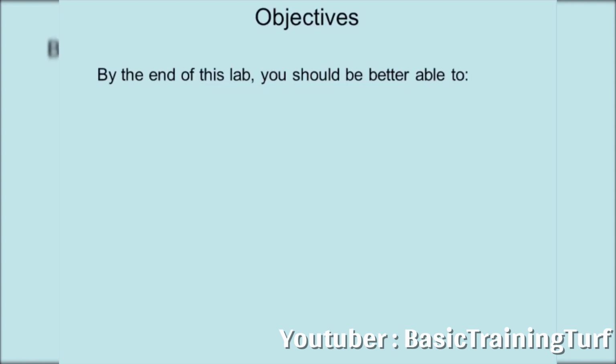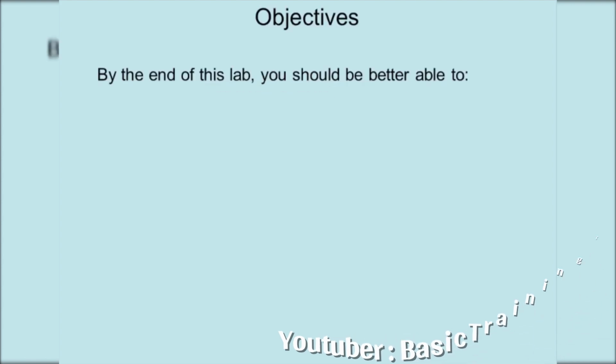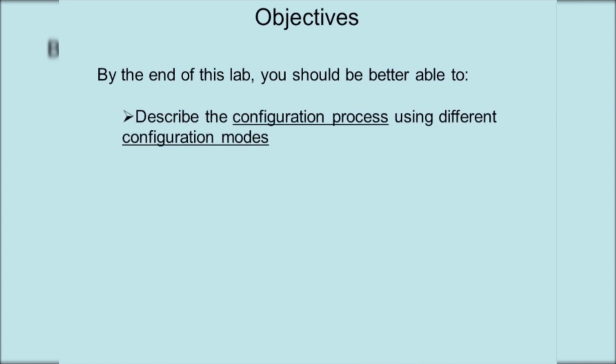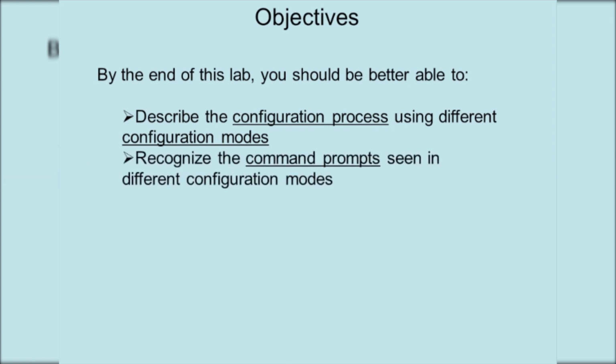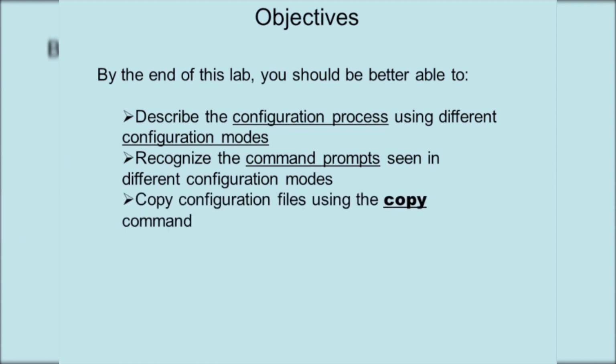This next video is about router configuration. So what should you expect to learn from this video? Well, this video shows the configuration process and how to get through the different configuration modes of the Cisco command line interface. It shows you how to recognize the different command prompts that tell you which mode you're in currently, and then it shows how to copy configuration files using the copy command.